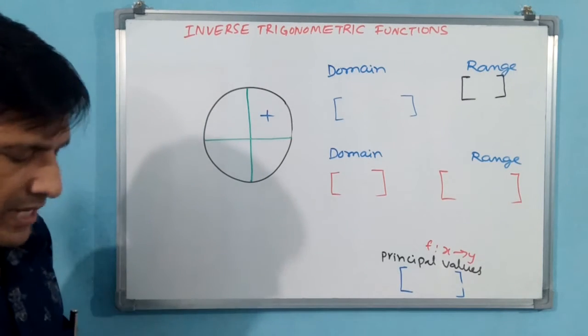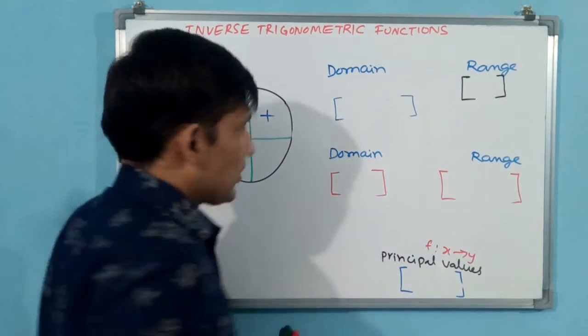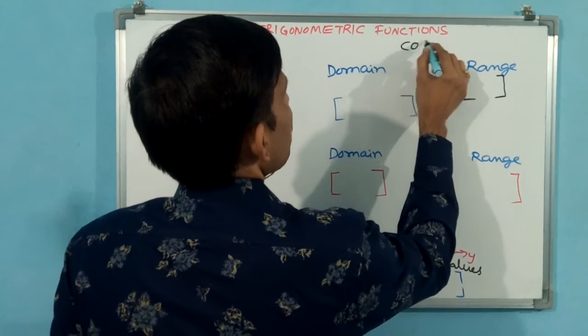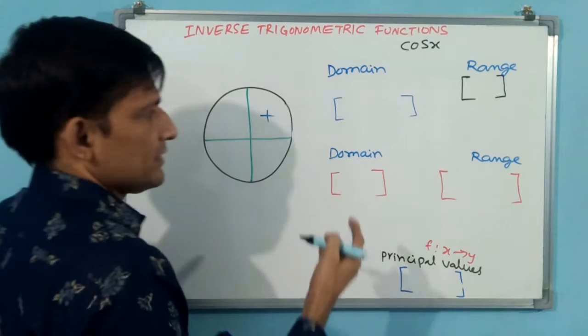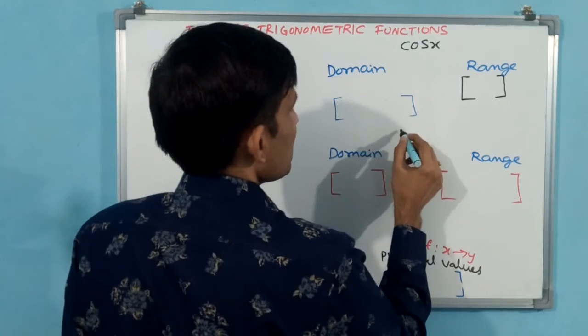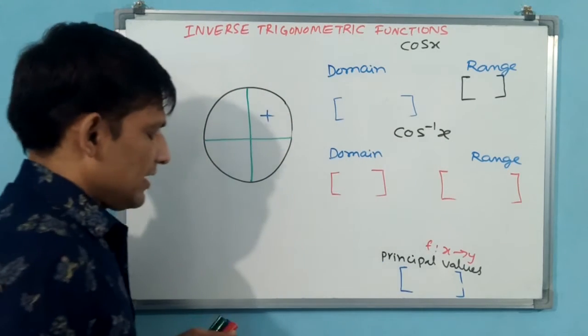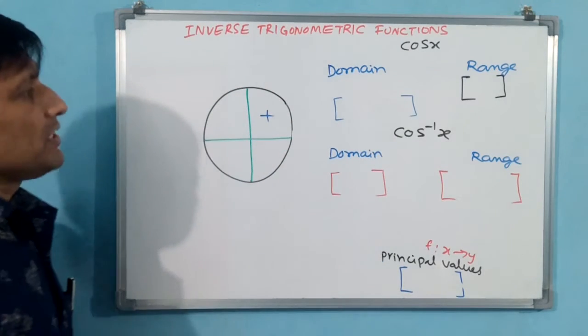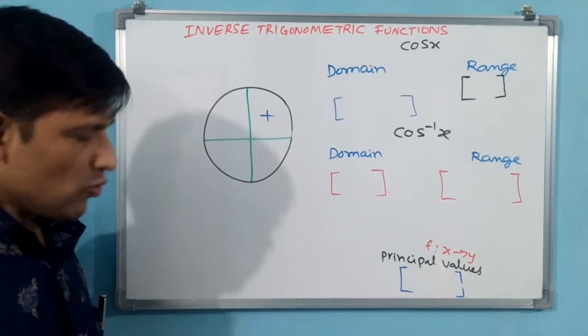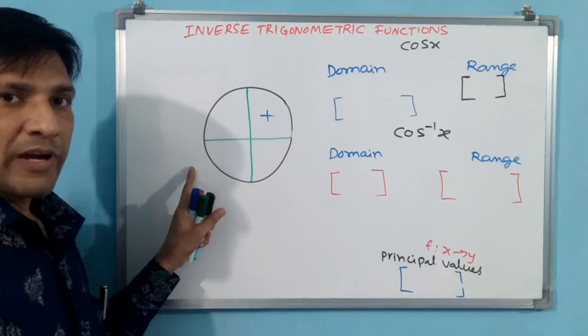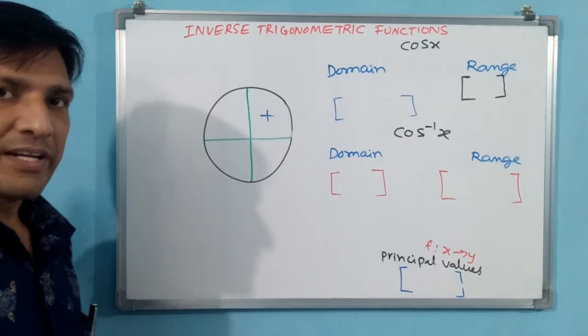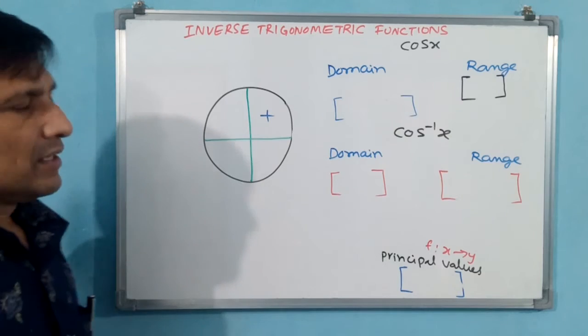Okay, now what am I writing? I am writing cos x. You observe simply cos x. This is cos x. If inverse is there, it is going to become cos inverse x. Okay. Now you see the domain and range. Domain and range means, don't go for the inverse function. First let us see the domain and range of cos x.